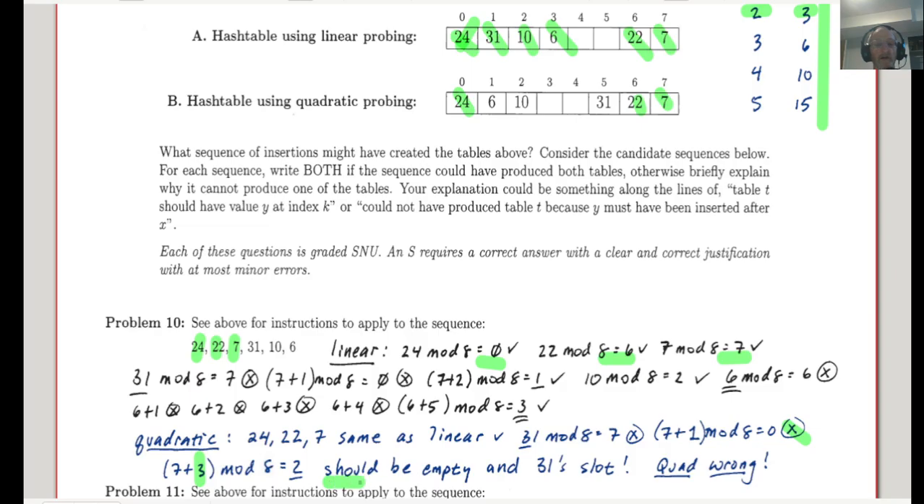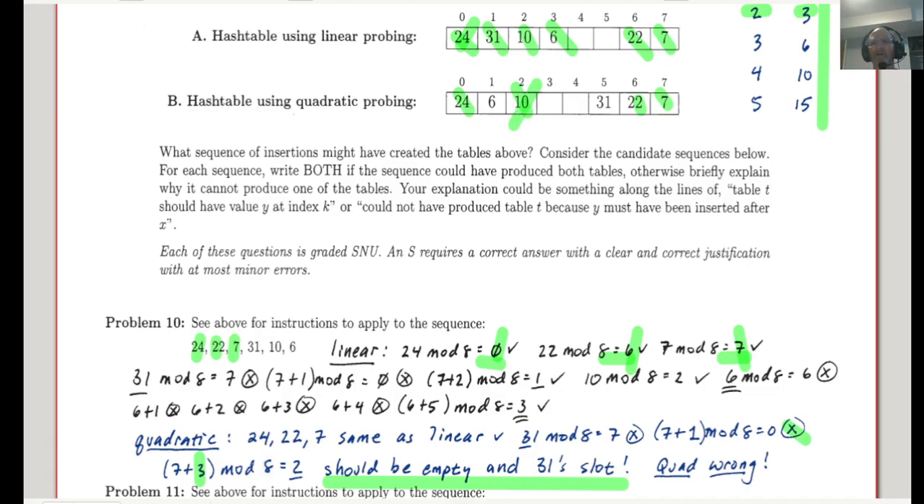Now it should be empty because none of the slots we've used so far, 0, 6, 7, those are the ones same as linear. Right, 0, 6, and 7 were the only ones used. We've probed to slot 2. This is where 31 should land, but in the quadratic table, there's not a 31 in that slot.